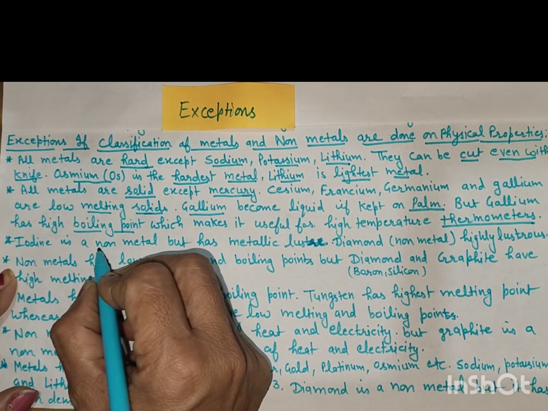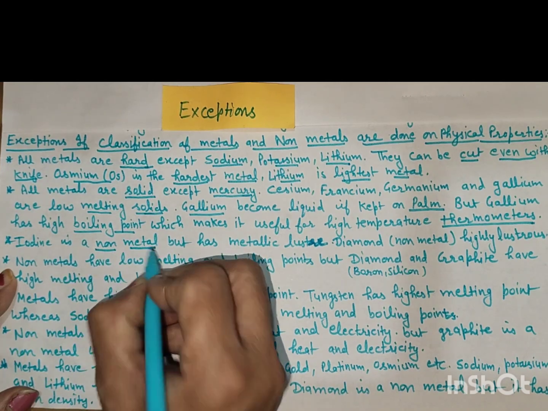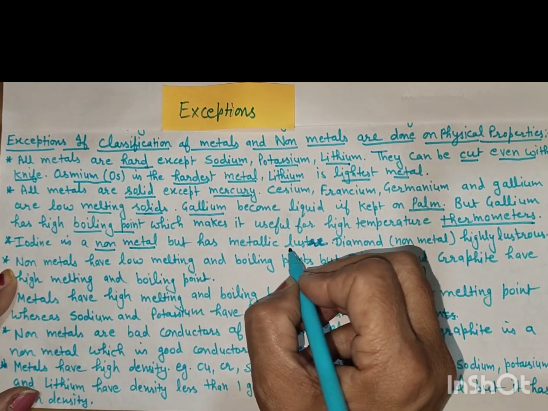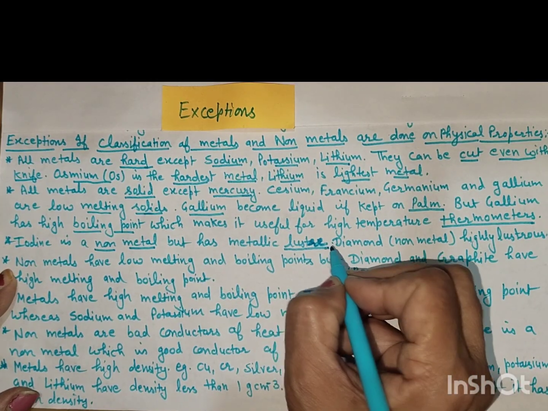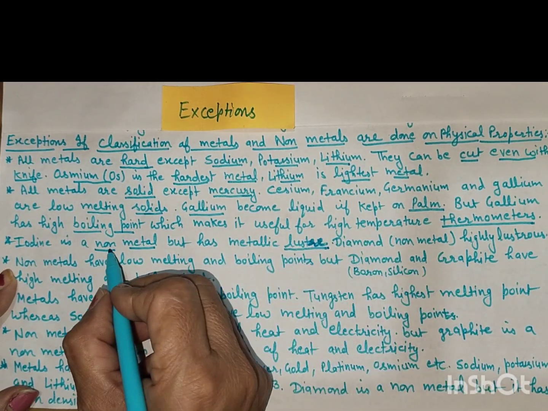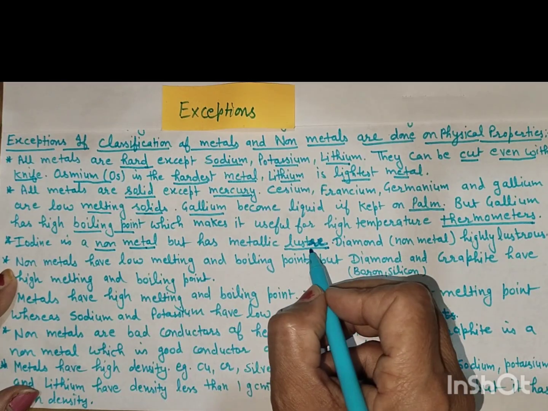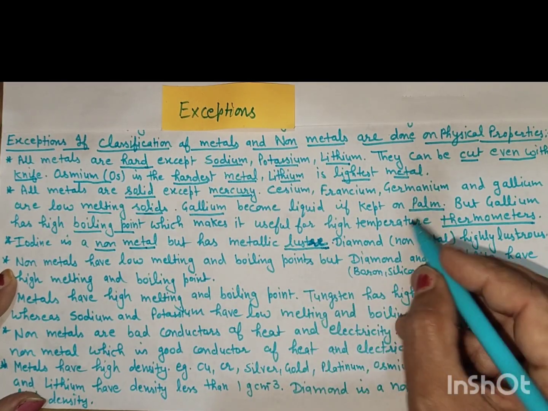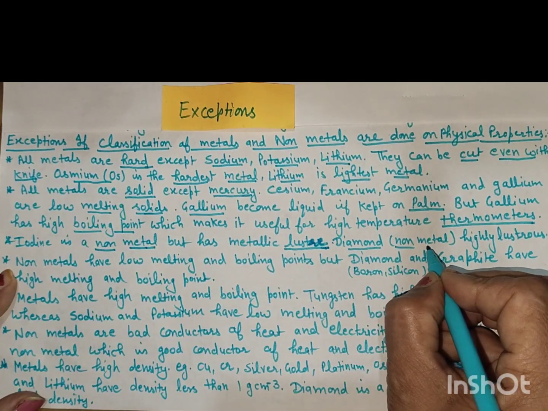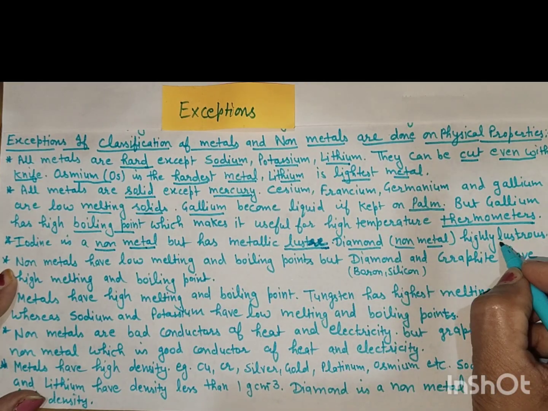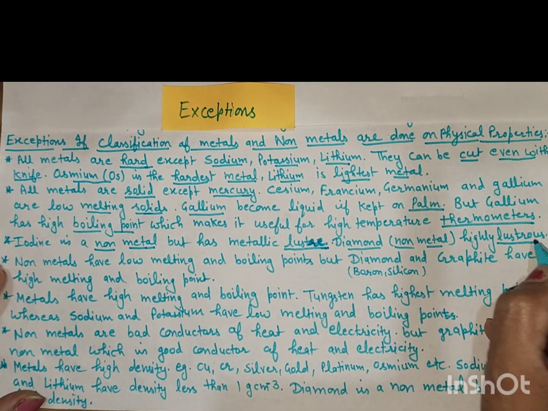Iodine is a non-metal, but it has metallic luster like the metals. Metals have luster, but iodine is a non-metal and it is lustrous. Diamond, an allotropic form of carbon, is a non-metal. It is also highly lustrous.